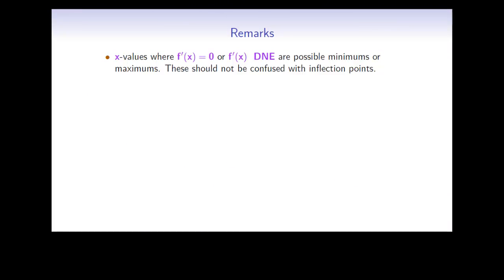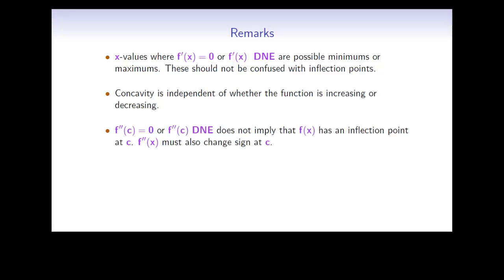Now to some general remarks. Remember that the x values where the first derivative is 0 or undefined are possible minimums and maximums. These should not be confused with inflection points and concavity that deal with the second derivative. Concavity is an independent concept from whether the function is increasing or decreasing. For example, a function could be concave up and at the same time either increasing or decreasing, because these are separate concepts.